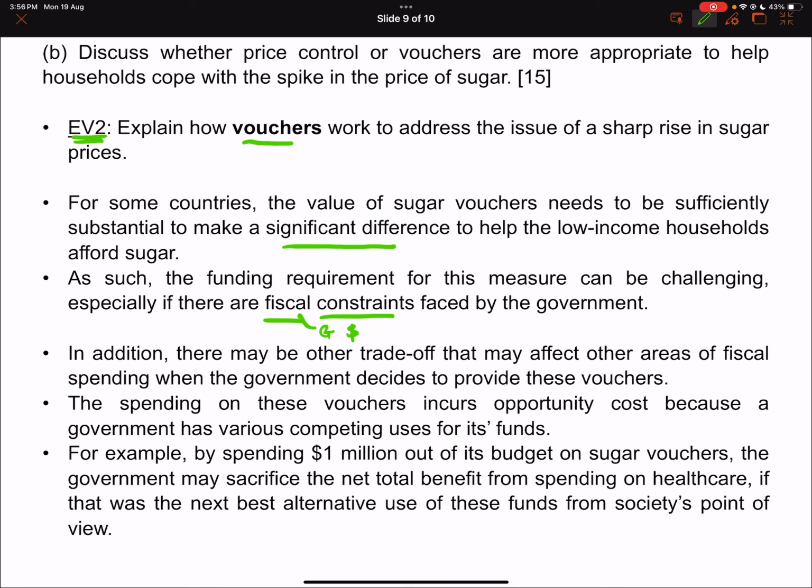Okay, so let's say you have all the money in the world. I mean, not all the money, but you have the amount of money to give to the sugar lah, right? But then even if you can do that, you might not want to, because there are opportunity costs and trade-offs. If you spend $1 million on sugar vouchers, it means that you're taking away money from healthcare, right? Which could be a better use of your resources lah. Okay, so here our evaluation comes from two things. One is we use constraints. Right. And the second one is we use trade-offs.